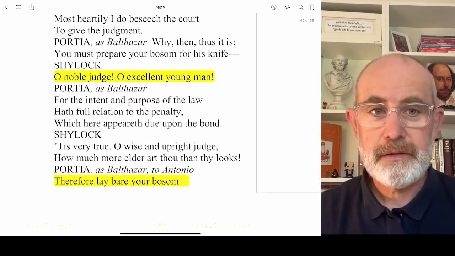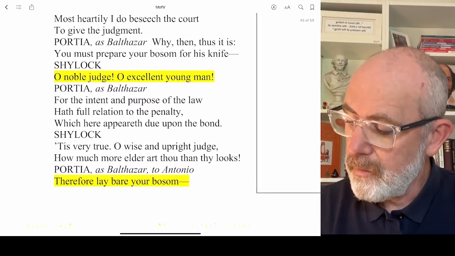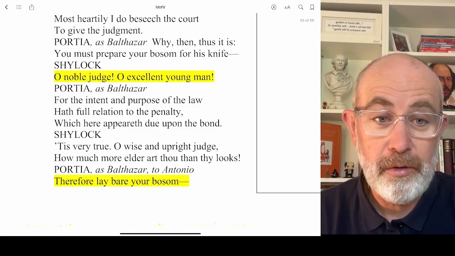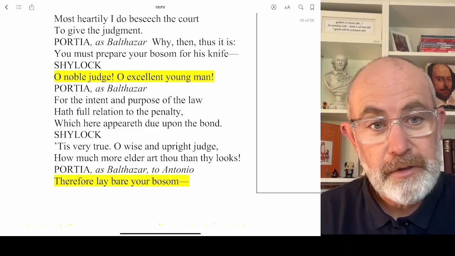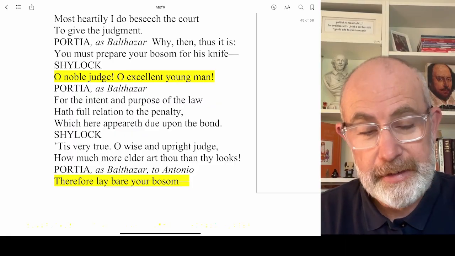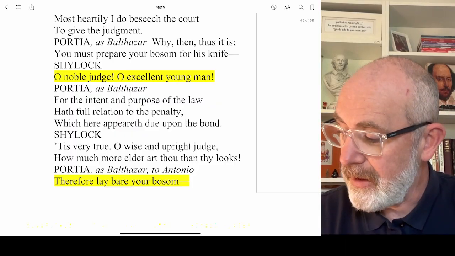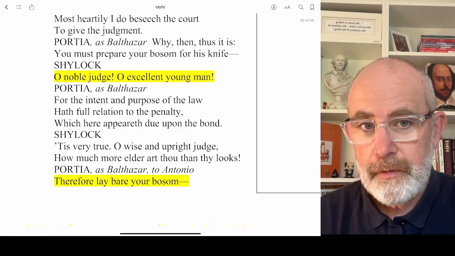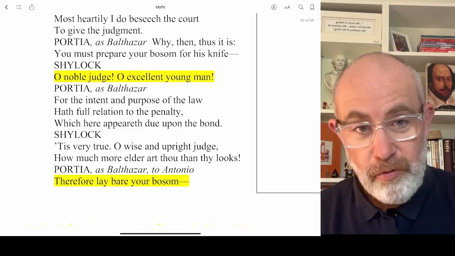She says, why then thus it is, you must prepare your bosom for his knife. She tells Antonio, look, there's nothing we can do. I can't persuade him not to do it. I know the law. He's right. The law is on his side. And Shylock says, oh, noble judge, oh, excellent young man. He's delighted because he thinks he's right at that moment.